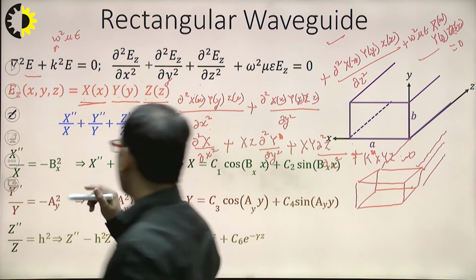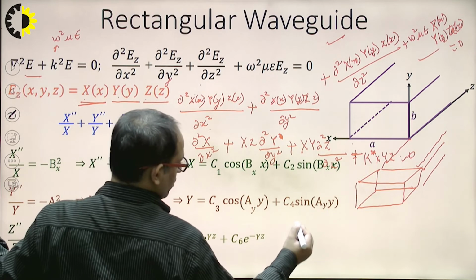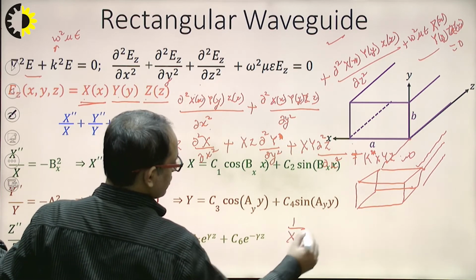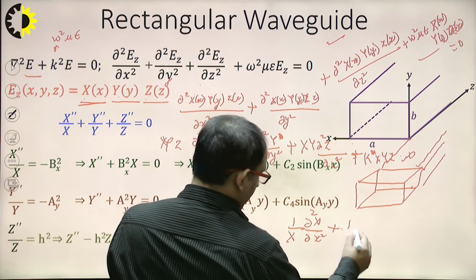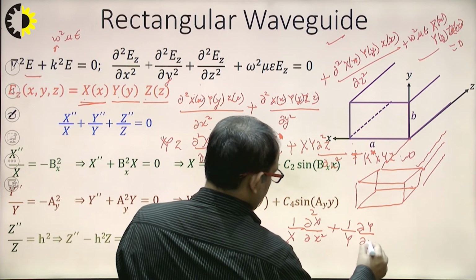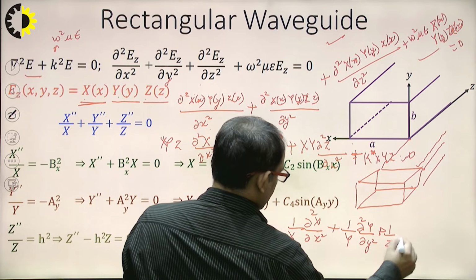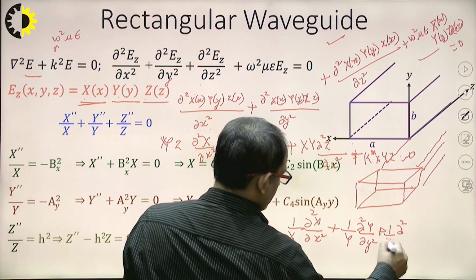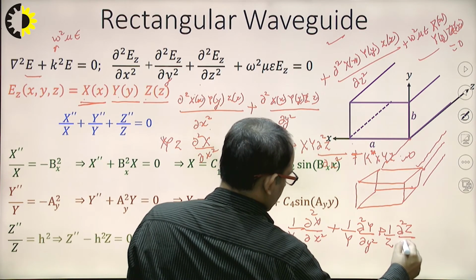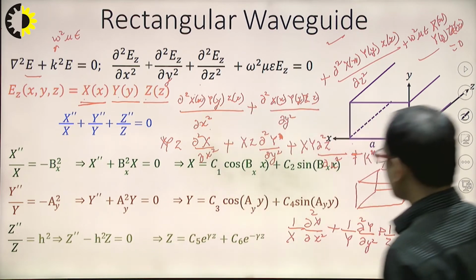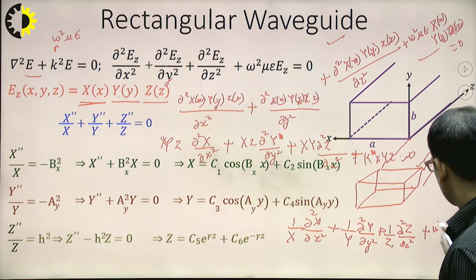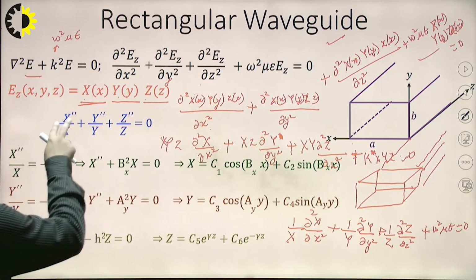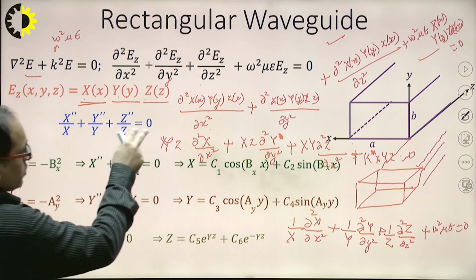When you divide this whole equation by XYZ, you will get this equation: 1 by X del square X by del x square plus 1 by Y del square Y by del y square plus 1 by Z del square Z by del z square plus omega square mu epsilon equal to 0. Clear? So you will get this equation X double dash by X plus Y double dash by Y plus p equal to 0.